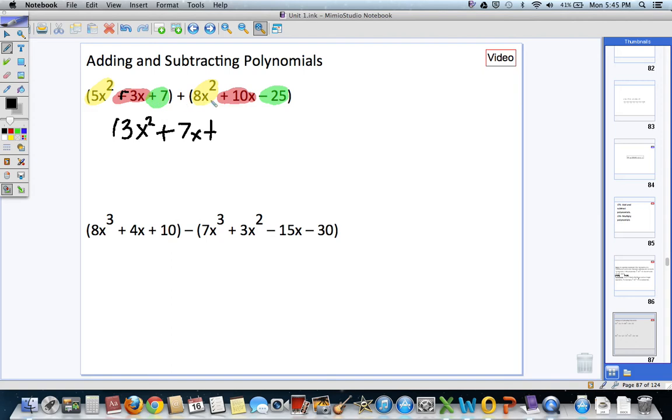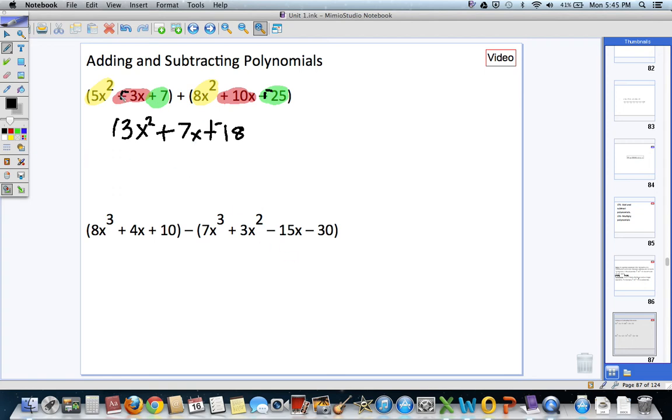Now I have 7 plus a minus 25, or plus a negative 25. So different signs, I'm going to subtract. What is that, 25 minus 7 is 18. My bigger number is minus, so it's going to be a minus 18. And that would be my answer.